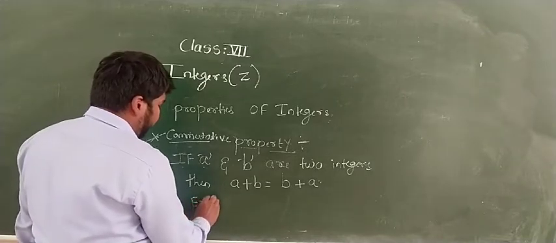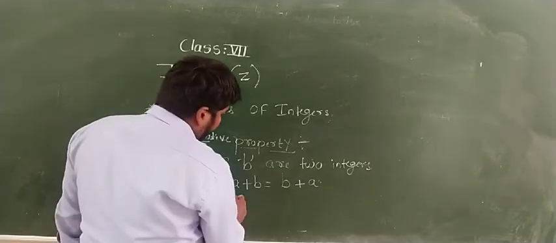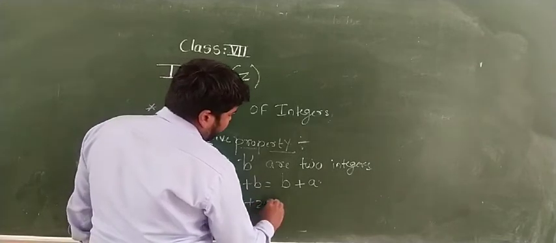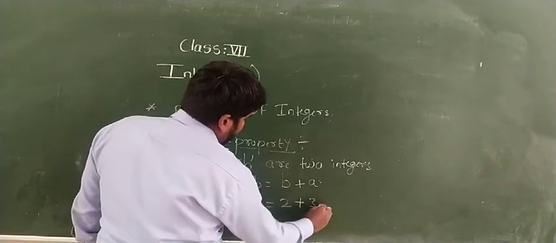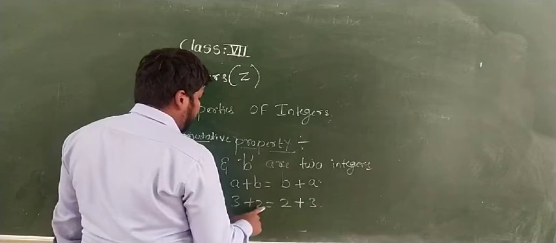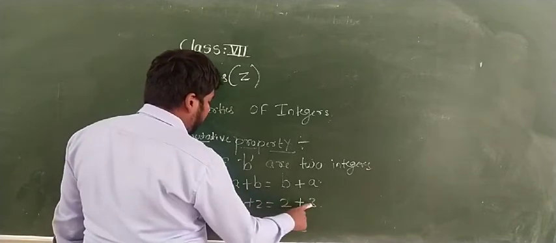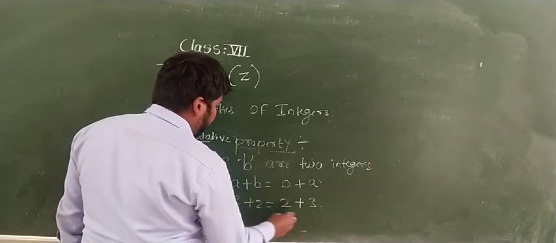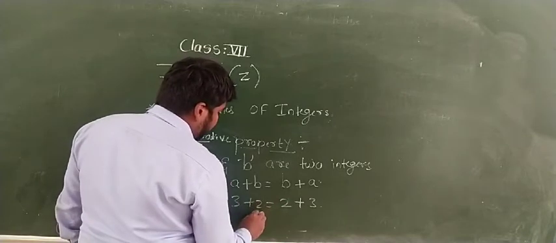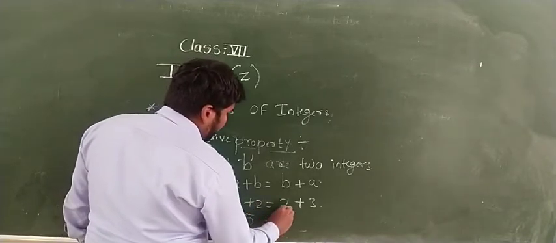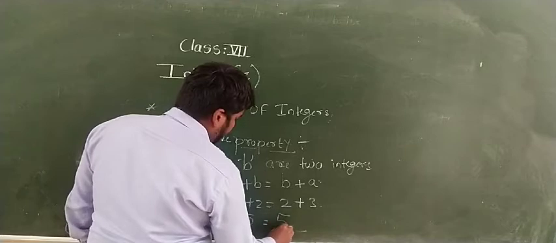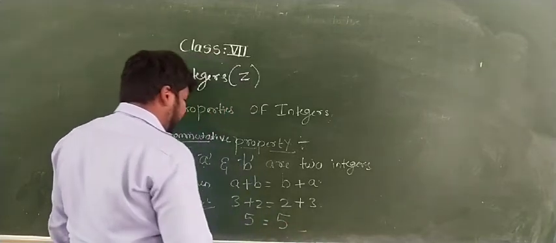Example, you see, I take 3 plus 2, which is equal to 2 plus 3. A is 3, B is 2, again B is 2, A is 3. 3 plus 2 is equal to 5, 2 plus 3 is equal to 5. Okay, so this is one example.